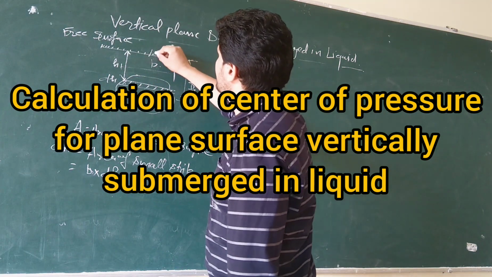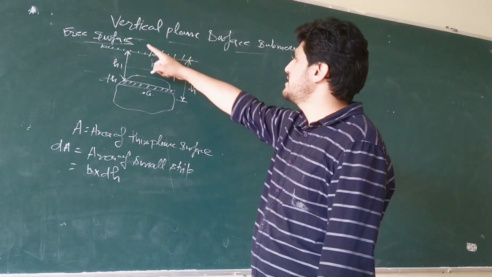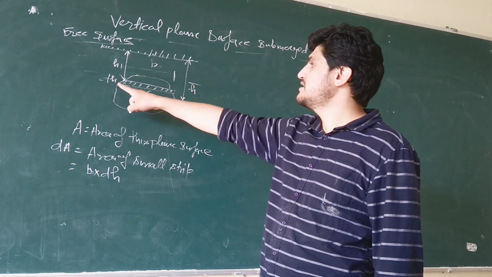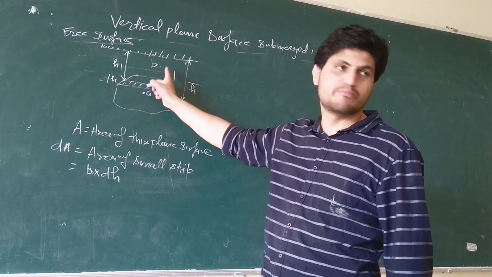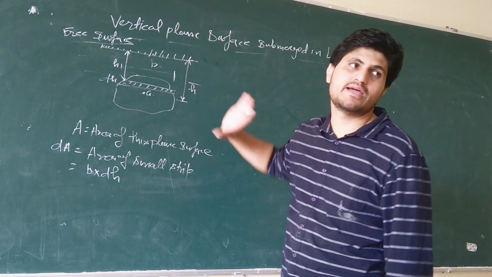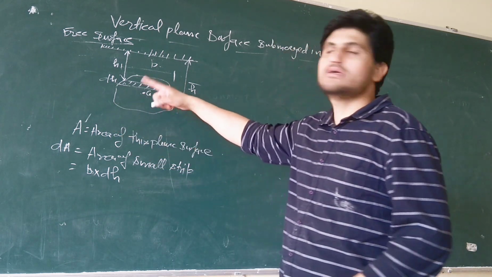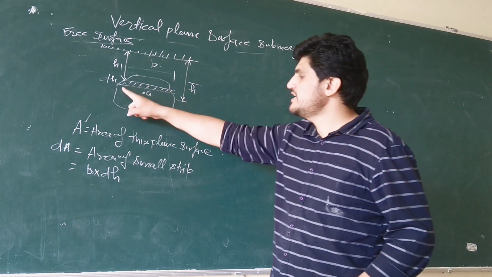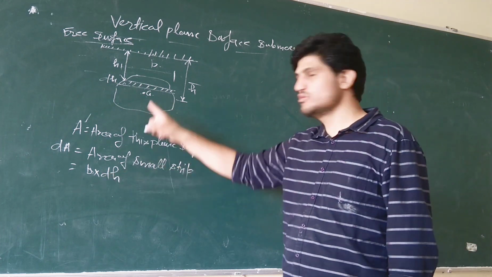This is your free surface. This is the free surface of liquid, and the distance of the small strip from this free surface is h, the thickness of the small strip is dh, and the width is b. The center of gravity from the free surface is at h bar. What is capital A? Capital A is the area of this whole surface. Small dA is the area of the small strip, that is b into dh.